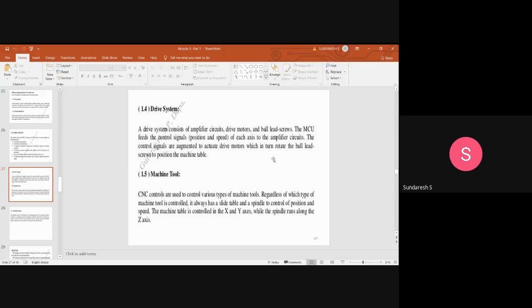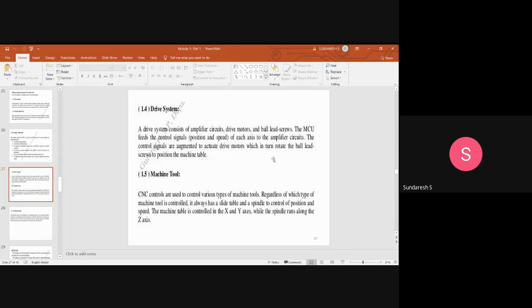This is one of the most important components of any machine tool, because positioning of the machine table is very important in obtaining highly accurate machining or highly accurate products. Therefore, the drive system plays a vital role in positioning the machine table with an amplifier circuit, a drive motor, and a ball lead screw. And the fifth important component of a machine tool is the machine tool itself.